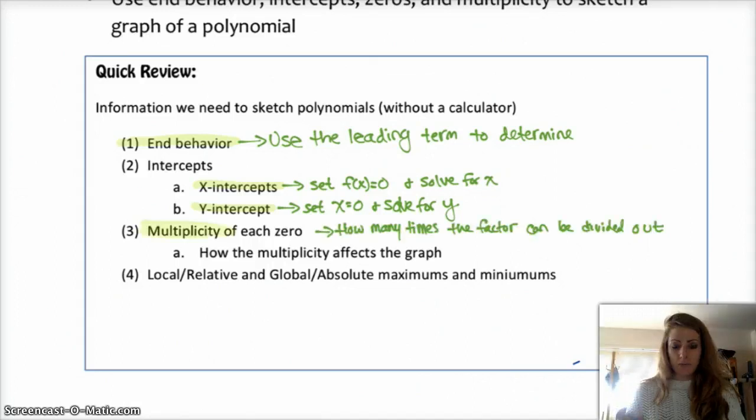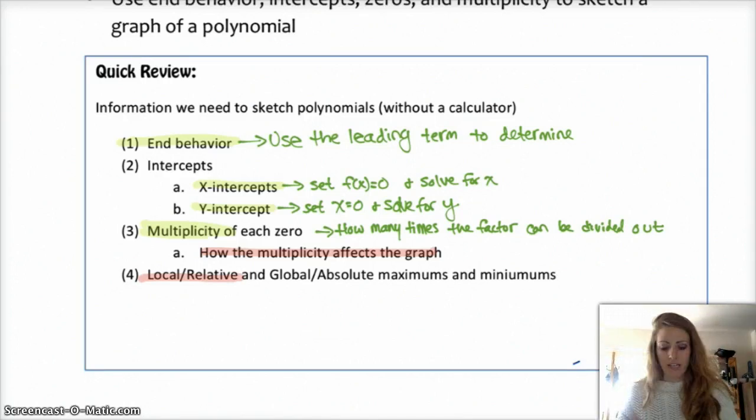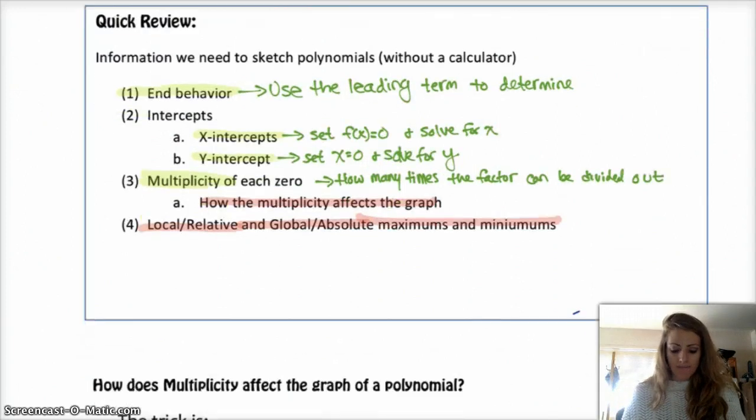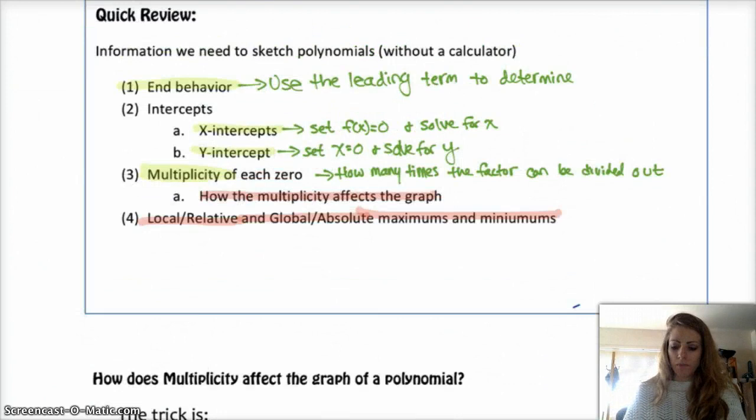How multiplicity affects the graph, we're going to talk about in just a minute. We're also going to talk about local/relative, which is the same thing. One word is more formal than the other, but you might see either. And global/absolute, same situation there. Maxes and mins, so we're going to talk a little bit about what those are. Let's do that first.